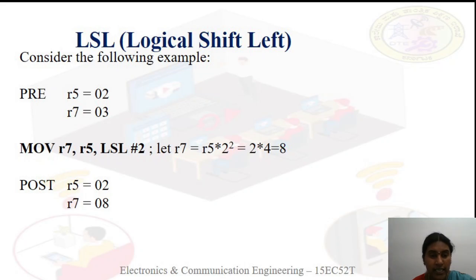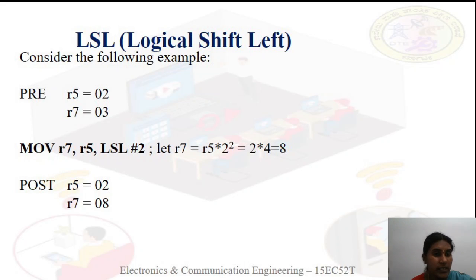If we shift logically left 1 time, what will you get? 00000100. Then you have to shift it again. It means 00001000. So the answer is 8. So this is the answer.